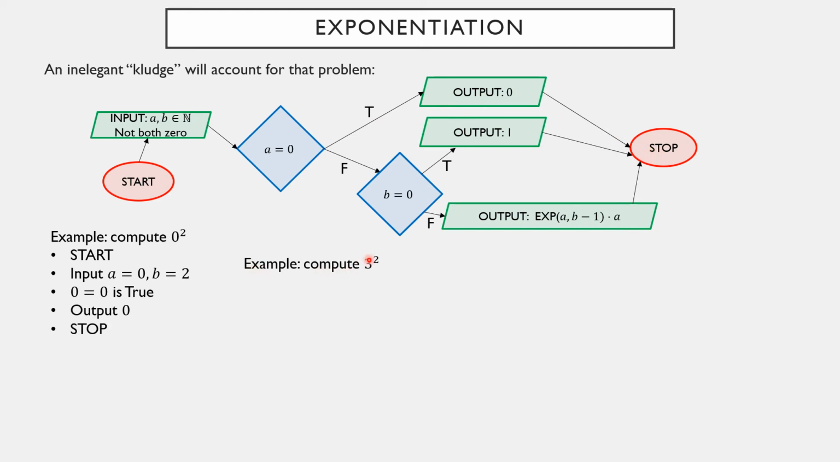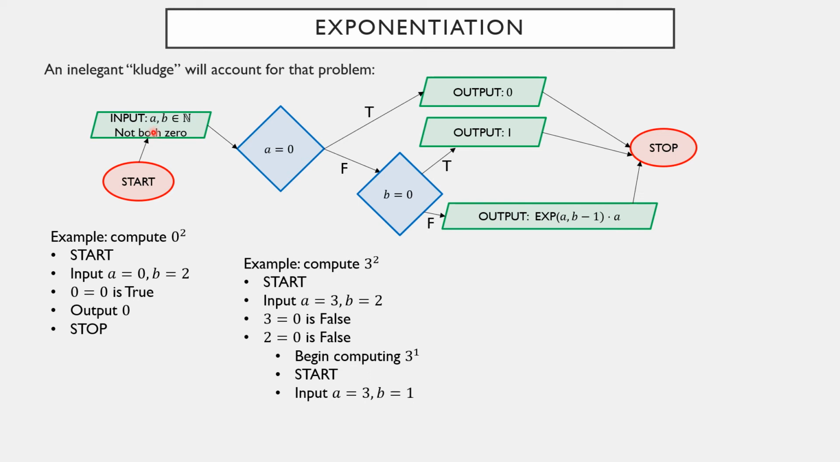What if I try to compute 3 squared? Start, not both 0. Is a 0? No. Is b 0? No. So now I'm going to try to compute 3 to the first power, and then when I compute that, I will multiply it by 3 again. So let's try computing 3 to the first. Start, a is 3, b is 1. a is not 0, b is not 0. So now I need to compute the same base a to one lower power, so 3 to the 0.